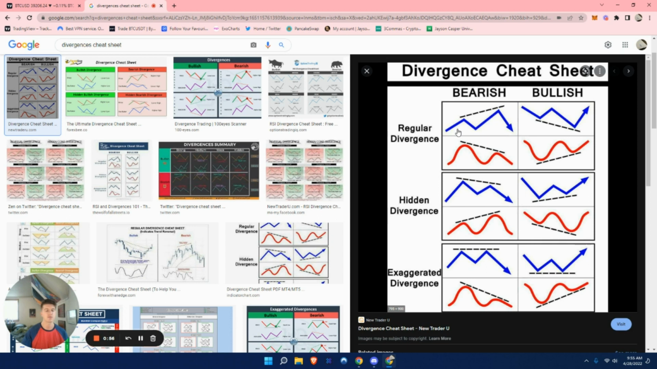And so I suggest you use this cheat sheet. Just Google divergences sheet, and it'll give you a guide of divergences. Now, as a beginner, I recommend just memorizing what a regular divergence is, both bearish and bullish.